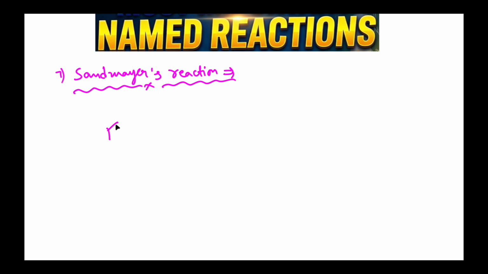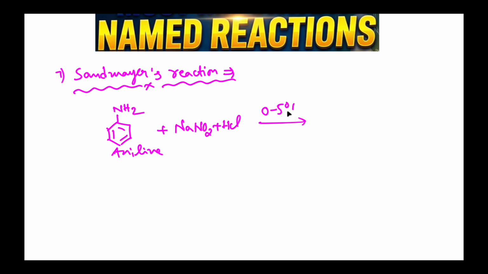In this Sandmeyer reaction, first the aromatic primary amine, that is aniline, is reacted with sodium nitrite and HCl at 0 to 5 degrees centigrade. It will be converted into benzene diazonium chloride. The aniline, aromatic primary amine, is converted into benzene diazonium chloride, BDC. So this is the intermediate molecule.